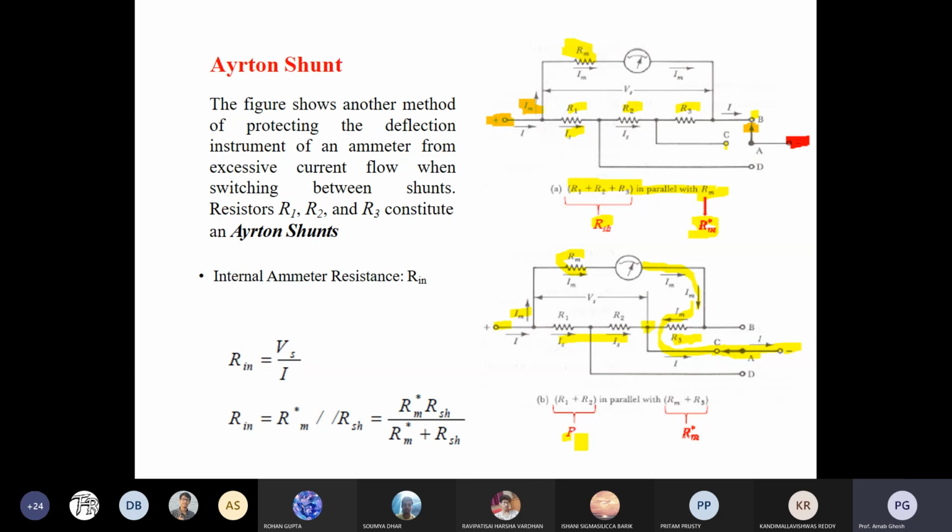So what is your RSH path? The RSH path is R1 plus R2. Initially it was R1 plus R2 plus R3. Now the shunt resistance is more compared to the second case, meaning less current is flowing through it, so the ISH value is less. If you try to increase the range of the meter, the shunt field resistance should be reduced, so most of the current will be bypassed through the shunt field resistance.